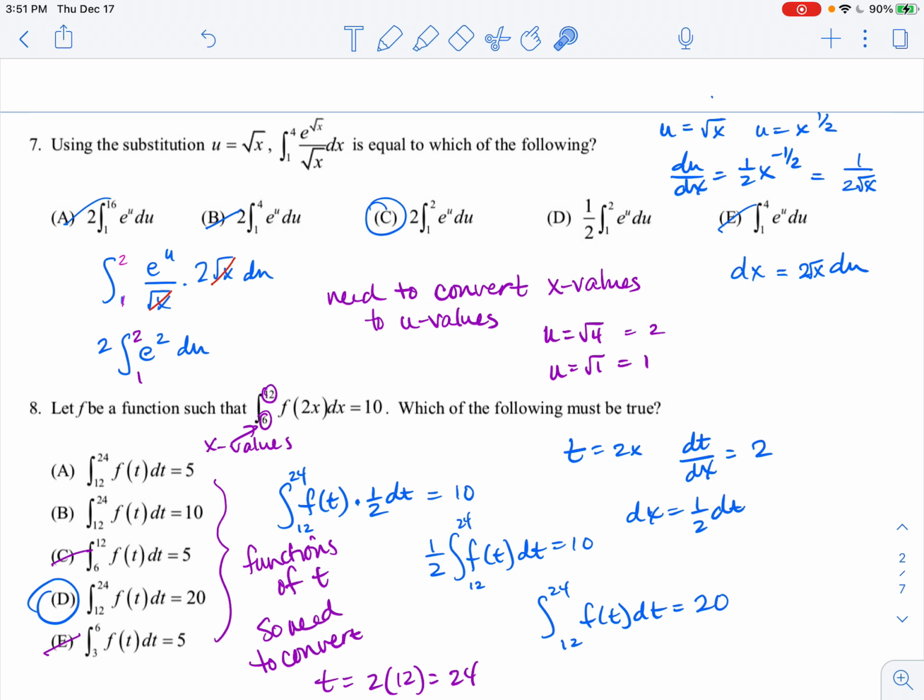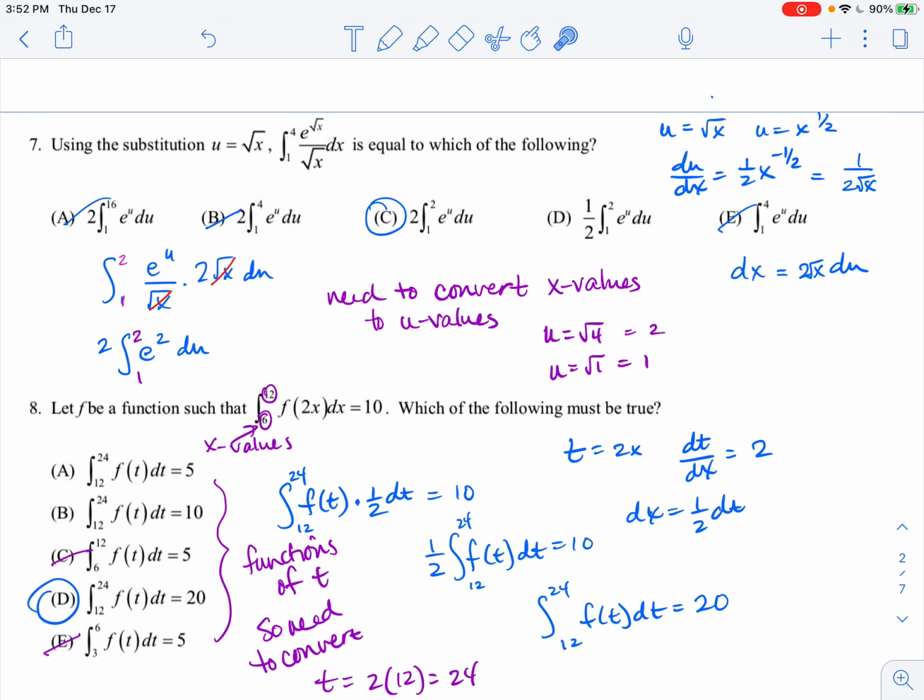Now, if I make some substitutions, so in my change my u boundaries, that's going to be e to the u over square root of x times, and then if I make a substitution for dx, which is 2 square root of x du, my square root of x's will cancel. This 2 will come out front as a coefficient, and I know my answer is going to be C.